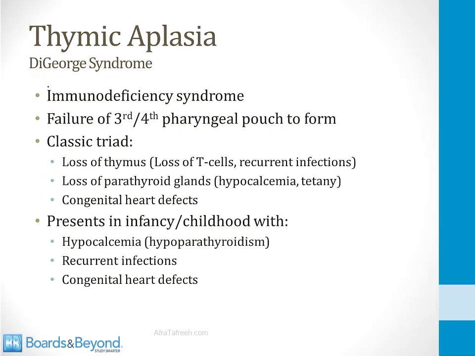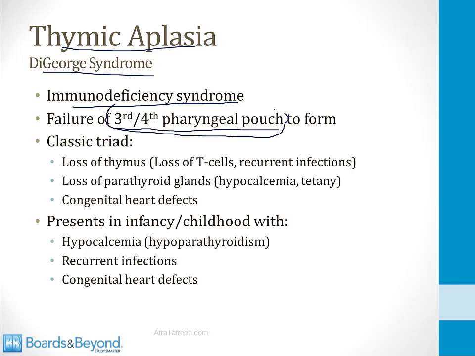The second rare cause of hypoparathyroidism is thymic aplasia, or DiGeorge syndrome. This is an immunodeficiency syndrome, which I talk about in more detail in the immunology modules. It results from failure of the third and fourth pharyngeal pouches to form. And remember, I told you before, the third and fourth pharyngeal pouches are the origin of the parathyroid glands.